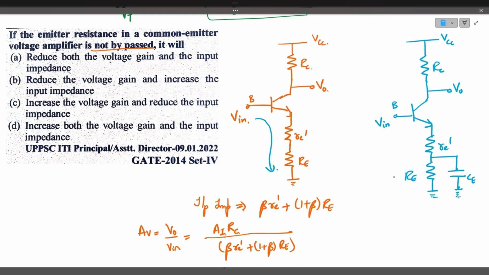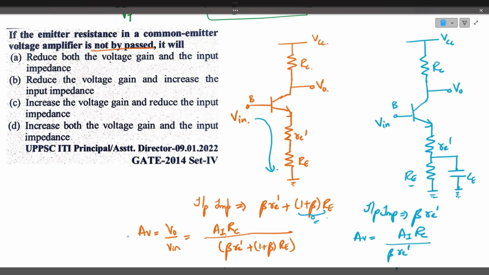In the second case where emitter capacitor is there, here the input impedance is beta Re dash. There will not be 1 plus beta Re factor because the emitter resistance is bypassed. The emitter capacitor acts like a short circuit in the AC load line analysis. So now here the voltage gain also is equals to AI RC divided by beta into Re dash.